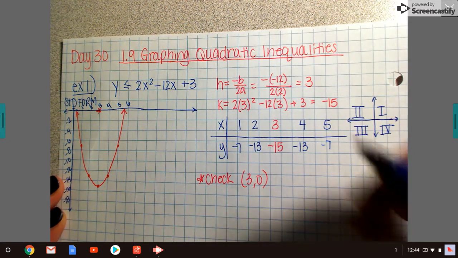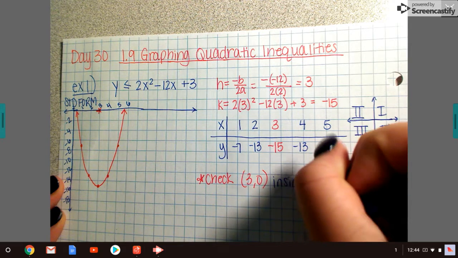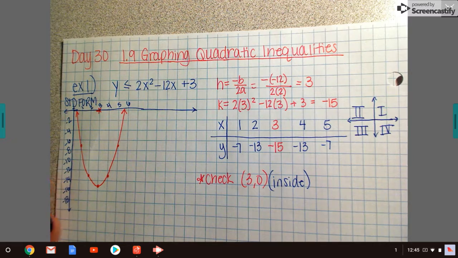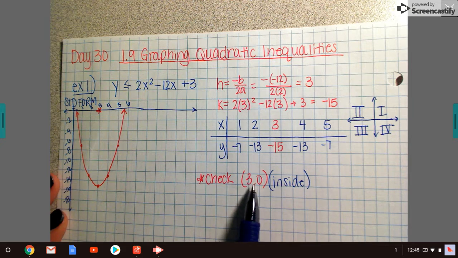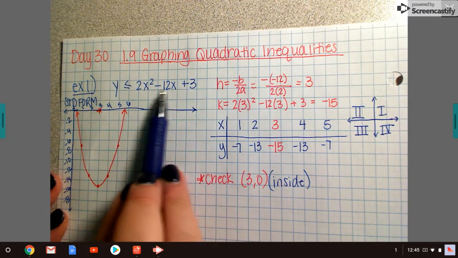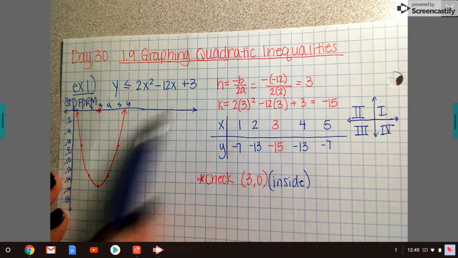So check (3, 0), and let's make a note that that is on the inside. If we do this, then we are saying that x is 3 and y is 0. Let's plug it into our original quadratic, and we'll see if it gives us a true statement.